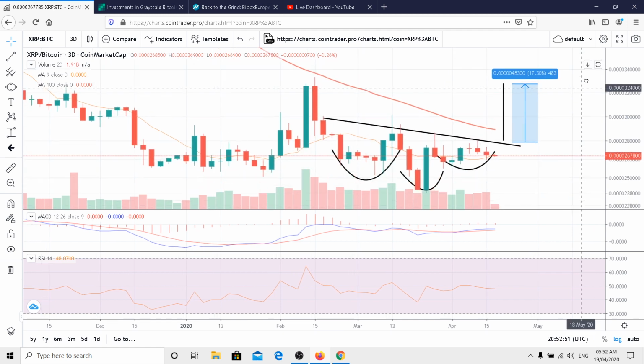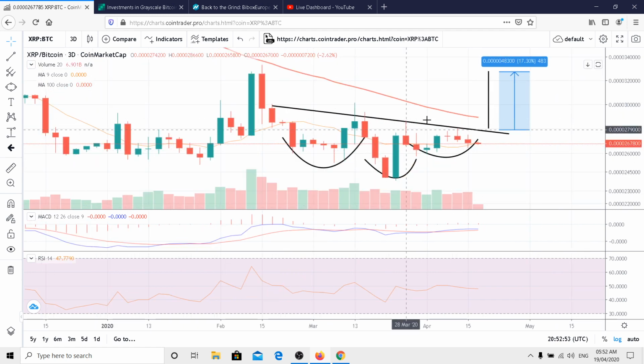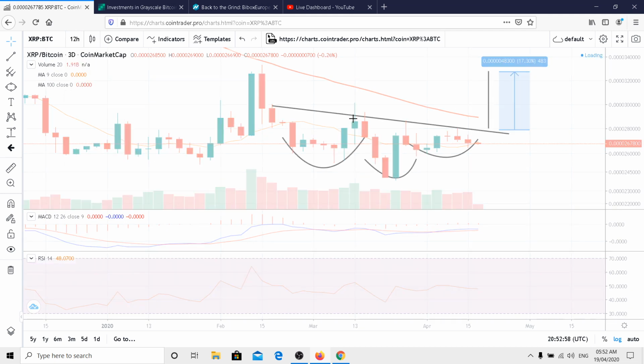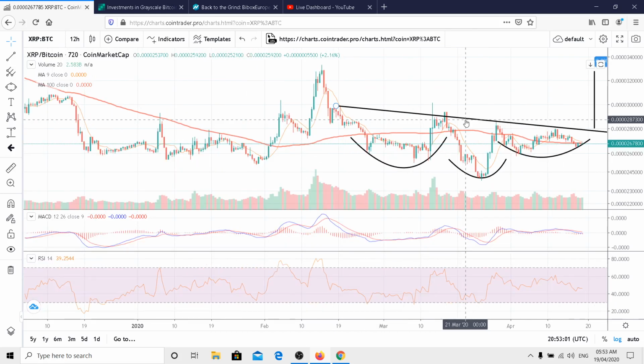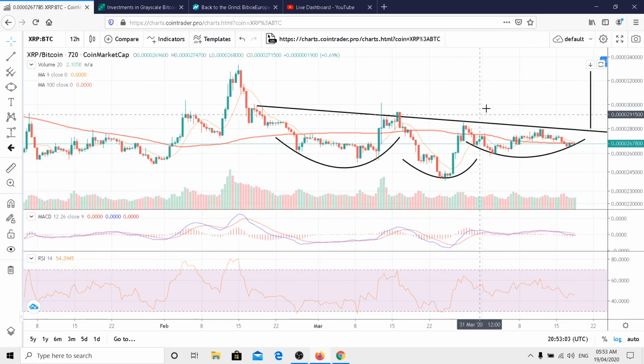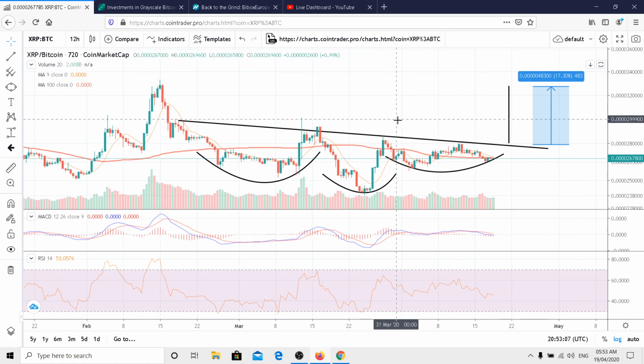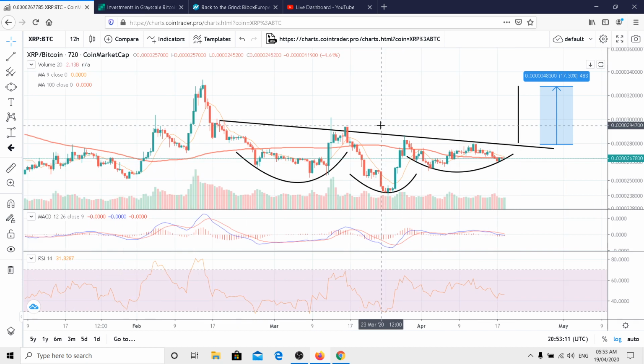Now this is a 3-day chart, remember guys, that's why the fluctuation looks like this. It's not that natural flow there. But if you move into shorter time frame charts, say 12 hour, 4 hour, you get something like this. It's more reliable there, but in other terms it's actually looking okay.